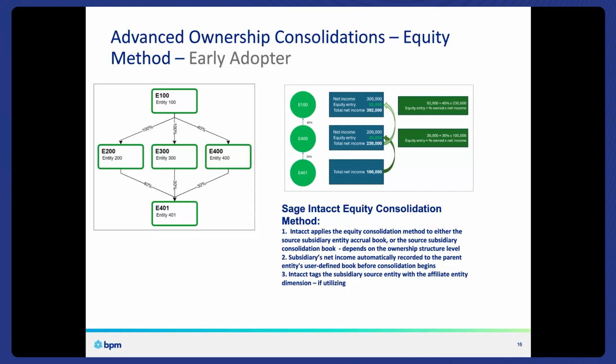In this illustration here, you can see that E401, the entity at the bottom of the diagram, is owned in part by different entities that all roll up to the holding company at the top of the diagram. So in the example on the right, E401 is 30% owned by E400. So when their net income is $100,000, 30,000 of that belongs to E400. And then E400's total net income, which includes that 30,000, is then rolled up at a 40% ownership into E100.